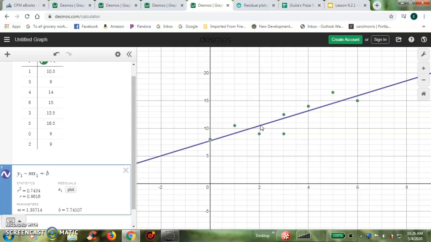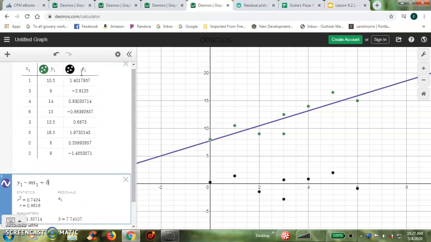But what I'd like us to do is use some of these other tools to see if this really is a good line of best fit. I want you to watch what I do because this is going to show up on a couple of other graphs. See where it says residuals here? You hit plot. First of all, did you see what happened to the table? And then did you see what showed up down here? This actually is a residual plot for the line that we just drew.